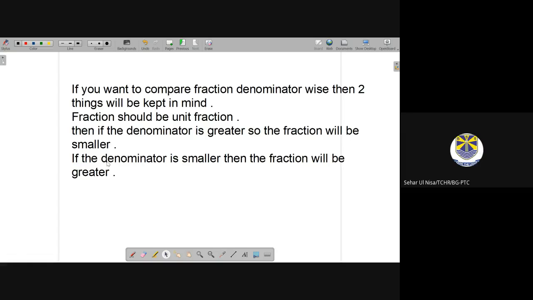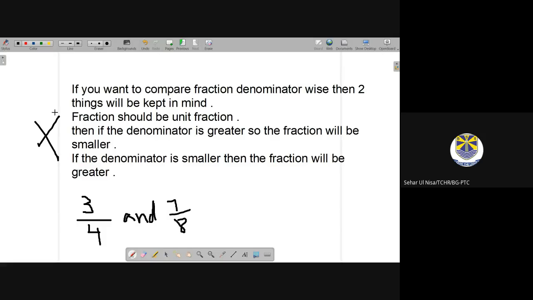One more thing, if the fractions are like 3 by 4 and 7 by 8, and someone asks you which fraction is greater, you are not going to implement this one, because these are not unit fractions. You can't say that this fraction has a greater denominator, so this fraction will be smaller. No, because these fractions are not unit fractions.